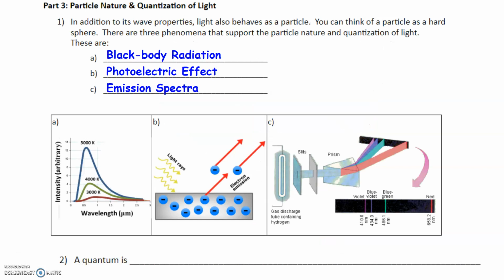So these three phenomena, blackbody radiation, photoelectric effect, and emission spectra, all help to support the idea that light has a particle nature and also that it's quantized. It has a certain amount of energy. A quantum is a discrete amount of energy. So take a moment in your note packet to copy these notes.